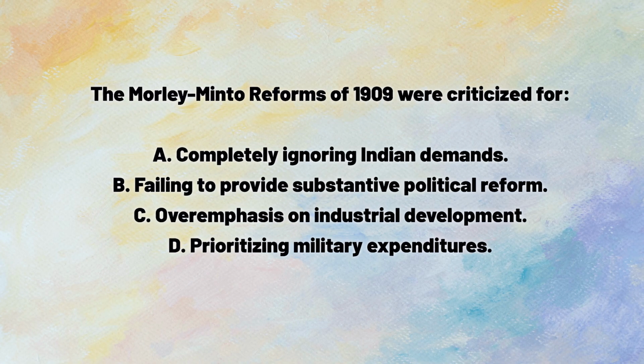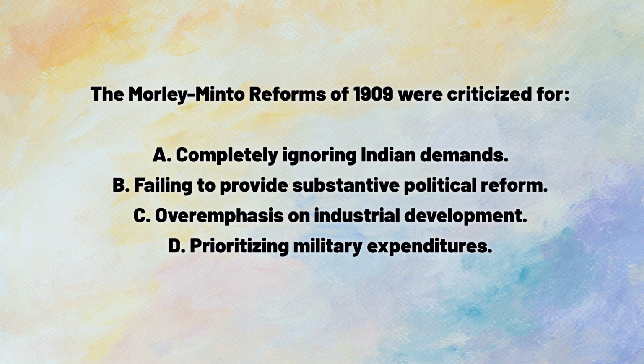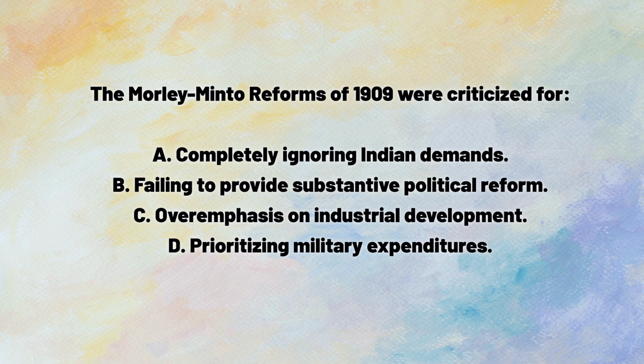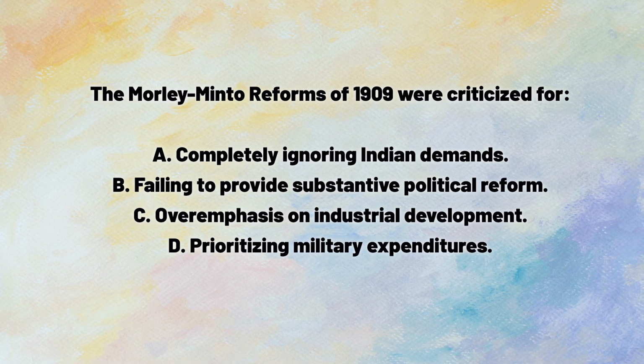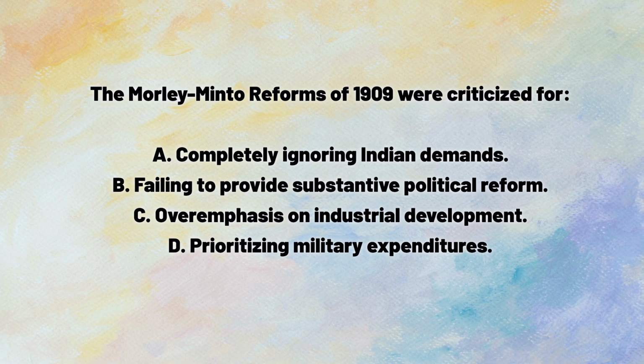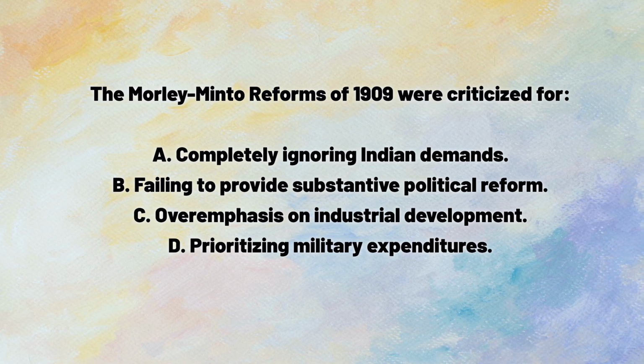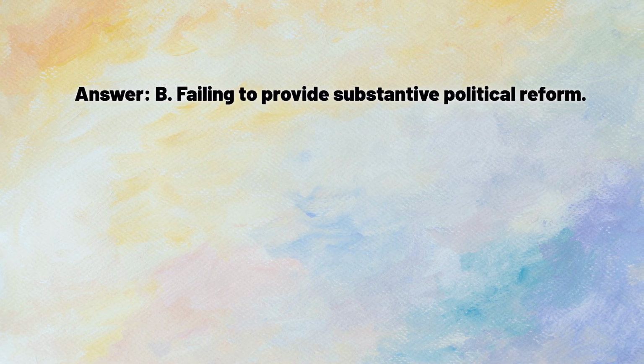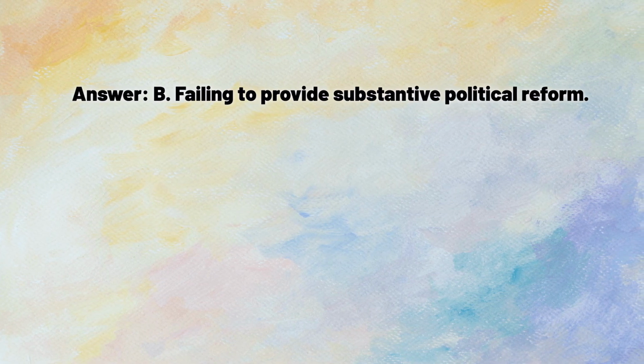The Morley-Minto Reforms of 1909 were criticized for A. Completely ignoring Indian demands, B. Failing to provide substantive political reform, C. Overemphasis on industrial development, D. Prioritizing military expenditures. Answer: B. Failing to provide substantive political reform.